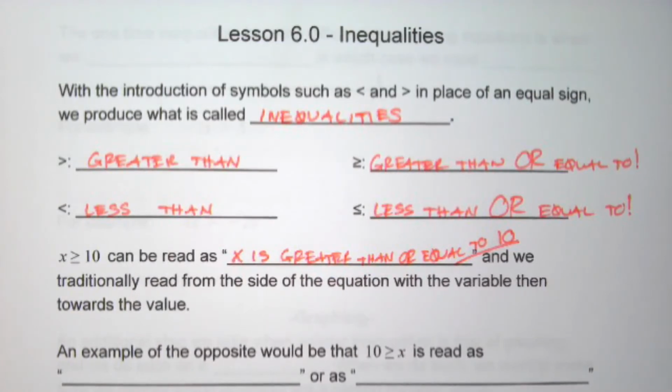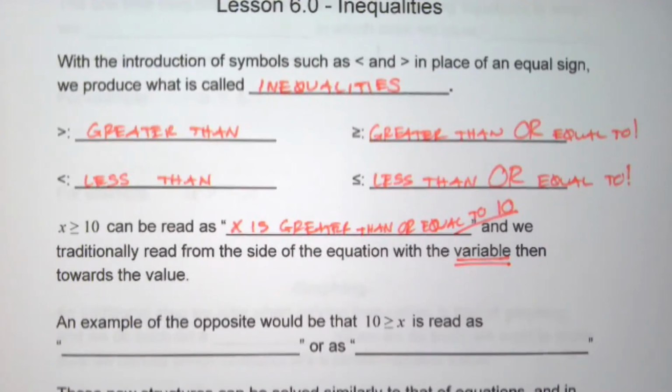Now, it is standard for us that we always start with the side with the variable and then compare it towards the value. However, an example of that is if we were to flip this around, so it's no longer in our standard form for equations, which is the same here for inequalities, variable on the left. So if we just read this normally left to right, we would say 10 is greater than or equal to x. However, that's not the standard we're going to go with.